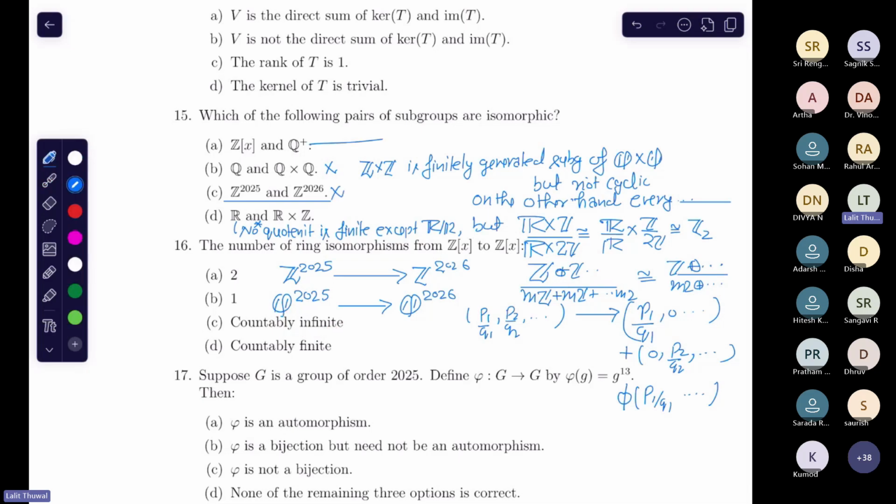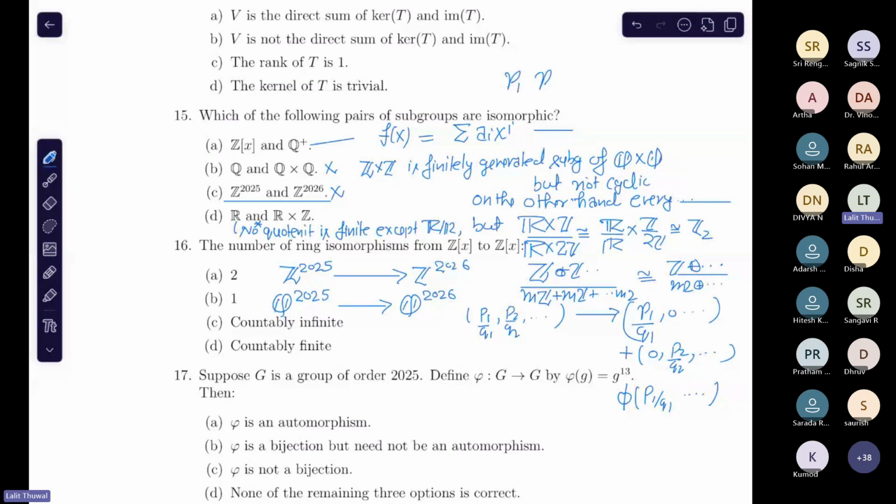And how these two are isomorphic, let me show you. Suppose that you have some polynomial, say sum a_i x^i. Just number your primes like this: p1, p2, dot dot dot. p1 is 2, p2 is 3, and p3 is 5, dot dot dot. So in this way, where do you send?